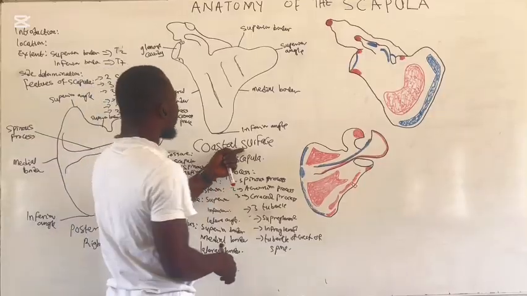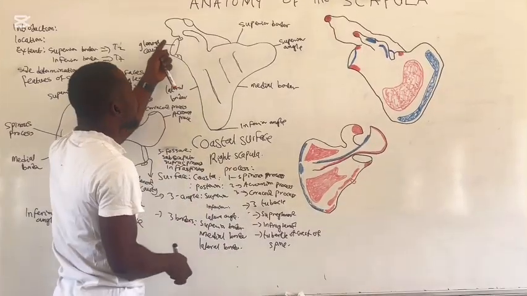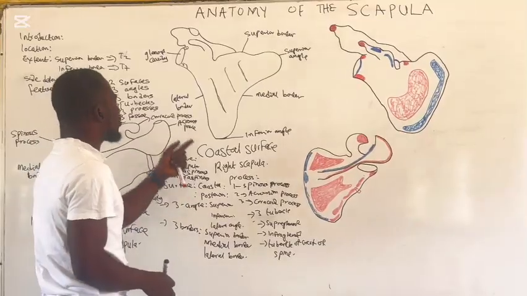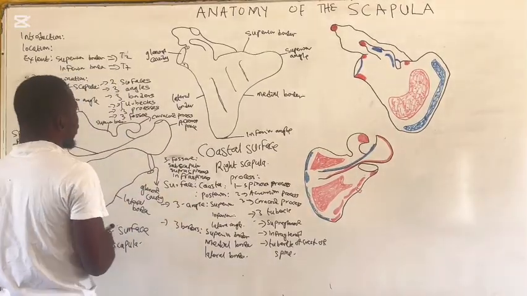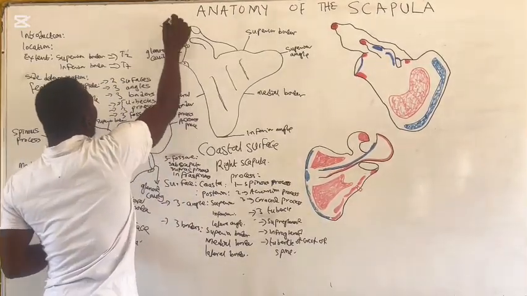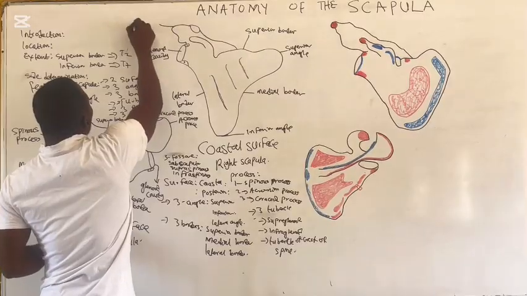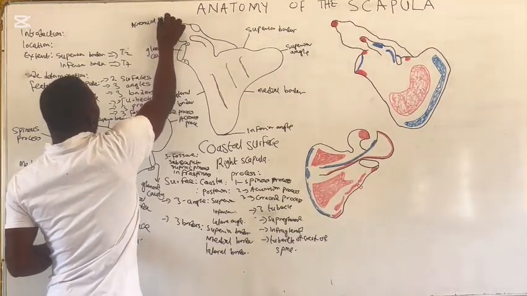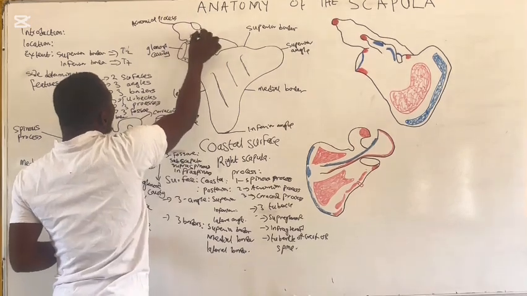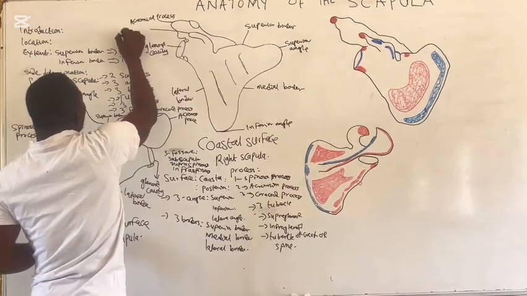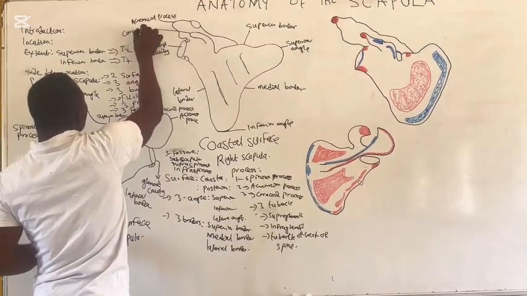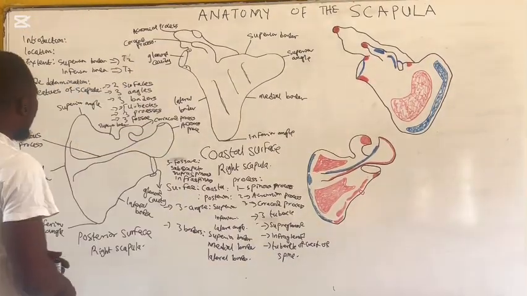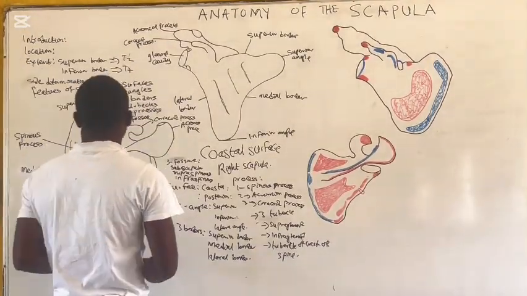Coming to the costal surface, we can see the coracoid process and the acromion process, but we cannot see the spinous process, because the spinous process is only located at the posterior surface. So up here is our acromion process. And this finger-like structure is the coracoid process.